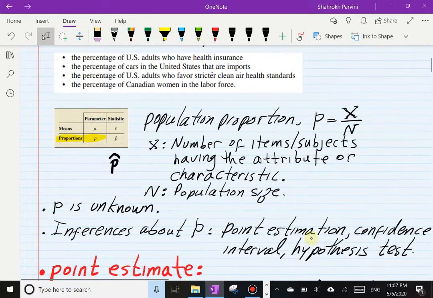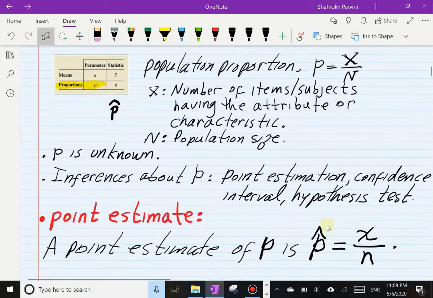Now, we are interested in inferences about the population proportion. And by inferences, we're talking about the 3 things that we've been consistently working with. One is point estimation, second is confidence interval, and third is hypothesis test. Those are the forms of inferences that we are interested in. So first, let's talk about the point estimate. A point estimate means a single guess. The population percentage or proportion is estimated by the sample percentage or proportion.